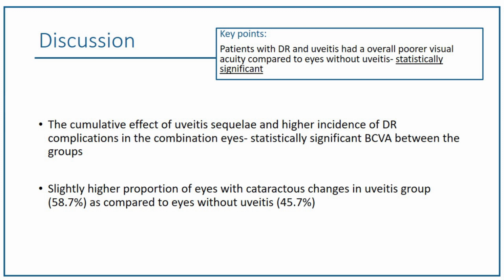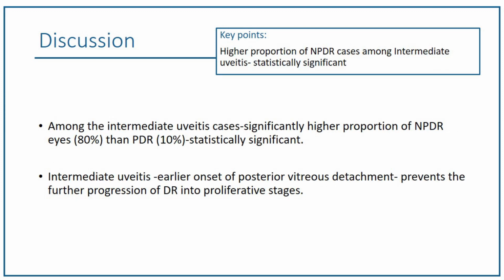Next, coming to the point that patients with diabetic retinopathy and uveitis had an overall poorer visual acuity as compared to eyes with uveitis. This value in the article was statistically significant. This can be attributed to a cumulative effect of diabetic uveitis sequelae as well as higher incidence of diabetic retinopathy complications in the eyes with a combination of both, which was previously noted, which led to a statistically significant best-corrected visual acuity. Also, although we had a slightly higher proportion of cataractous changes in the uveitis group, that might have a small contribution to the difference.